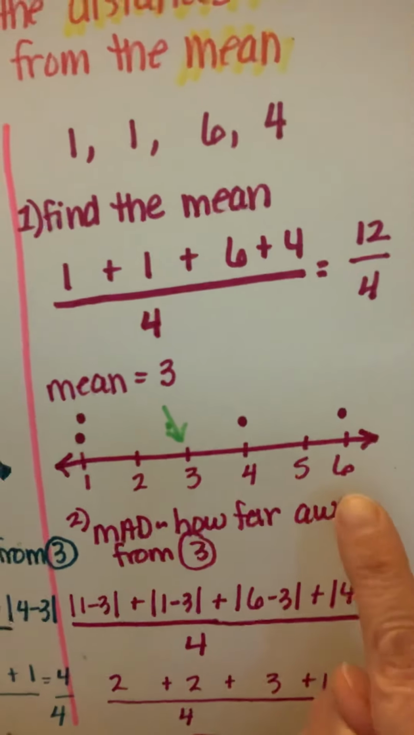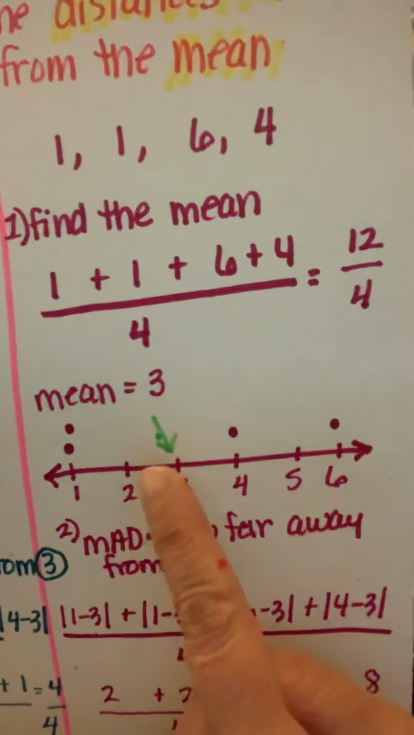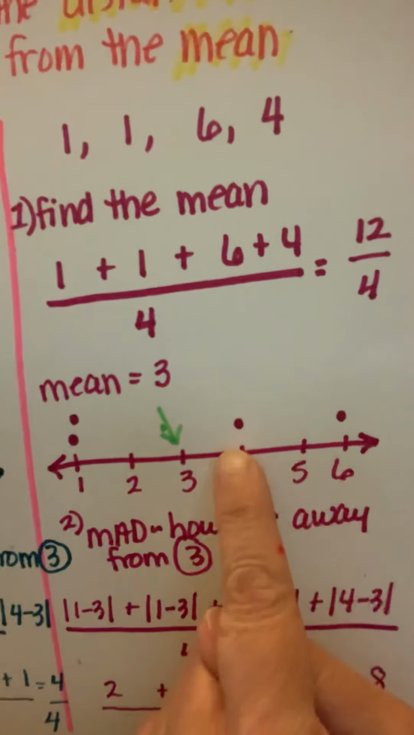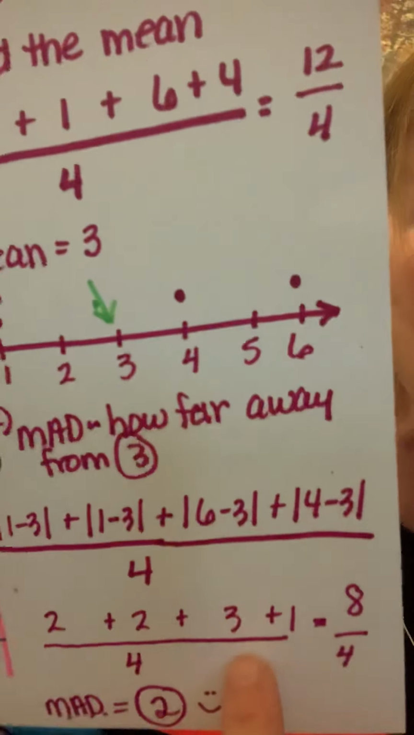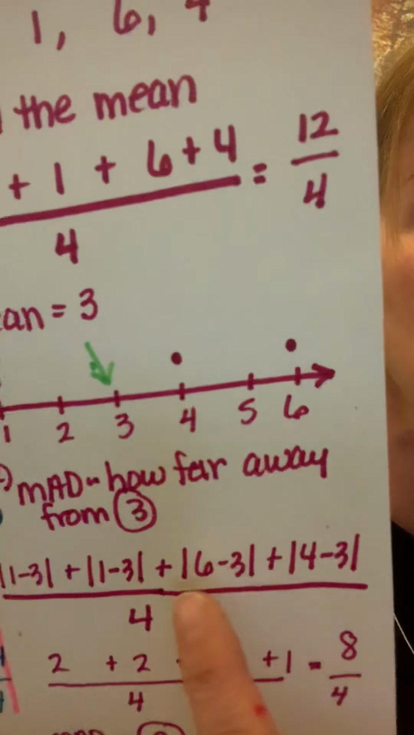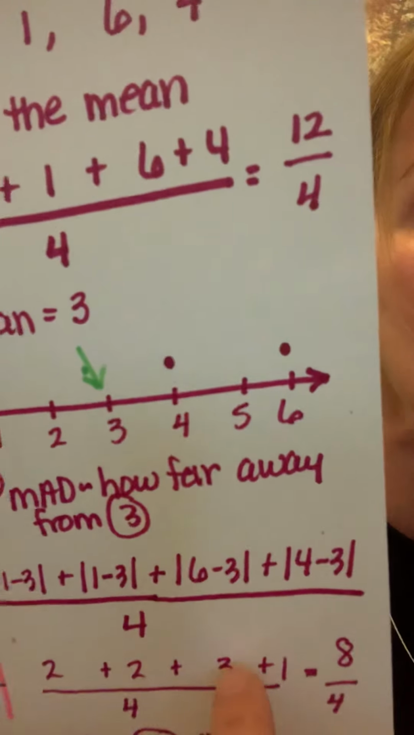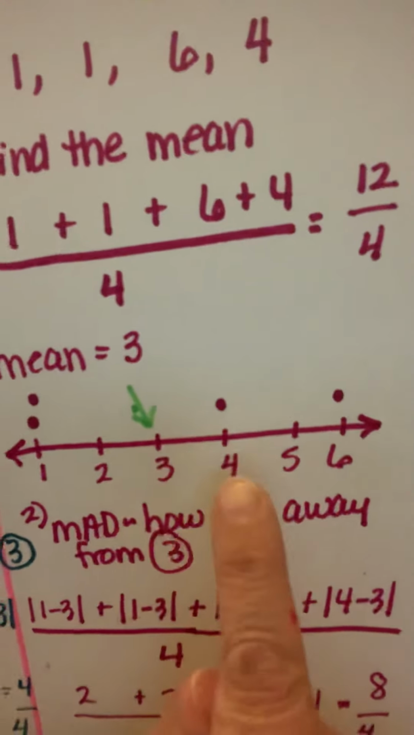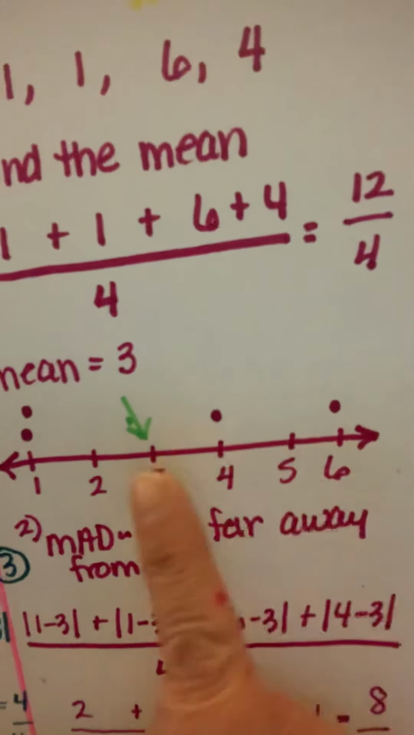I've got to go over here to my 6 and find out how far away that is from my mean. I can go 1, 2, 3. I know that the distance, the deviation, is 3. I could have also just said 6 minus 3 is 3, but I want to show you guys that it's the distance apart from the data point to the mean.